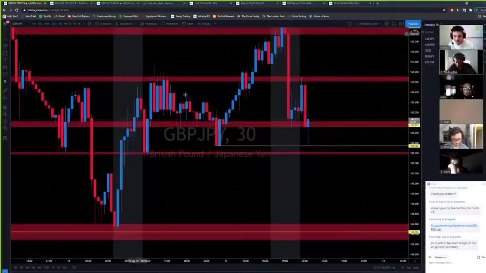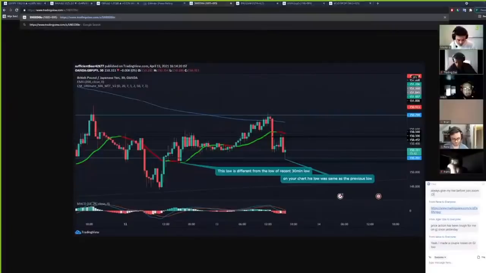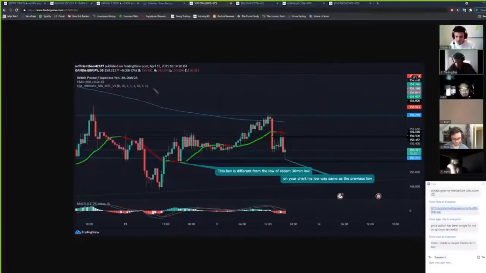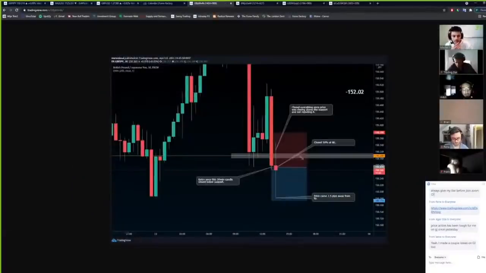Let's check this trade that Matteo took over here from the Gulag. Oh, nice. You caught those sells. Entry once 30-minute candle closed below support. Closed every price came 1.5 pips away from TP. Closed 50% at break even. Closed everything once price was closing above the support and not rejecting it.